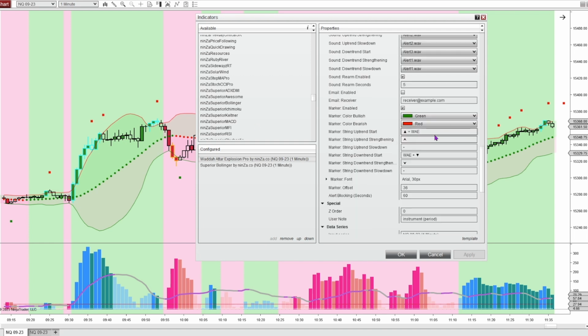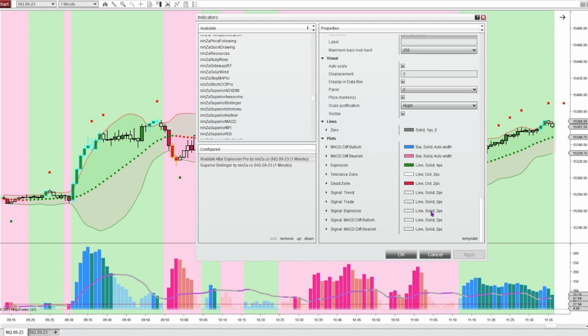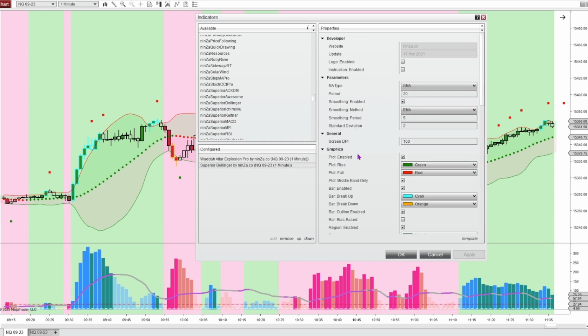You can change what these markers say, what kind of symbols they are, the shape, the color, everything about them. I left all of this the same. This color scheme is the same as what it comes with for the histogram. For the Superior Bollinger Band, I've got an SMA of 20 and got the smoothing enabled, EMA 5, standard deviation of 2.